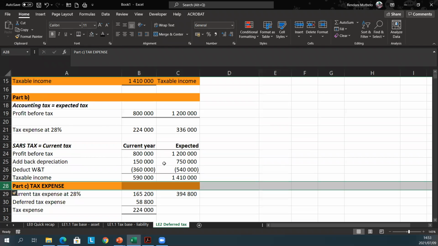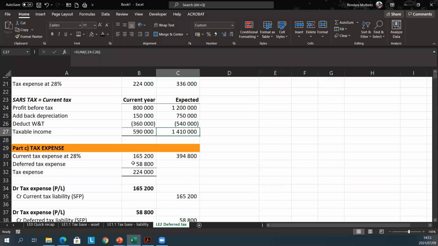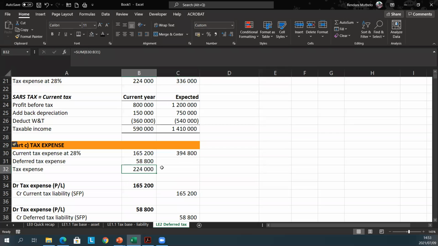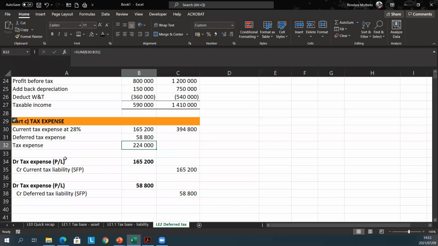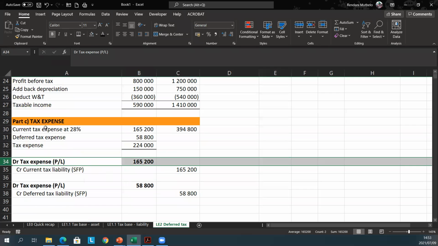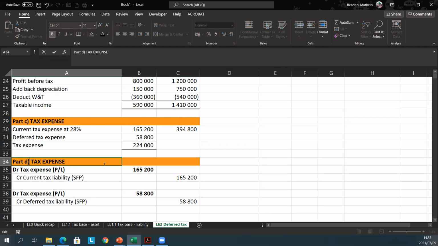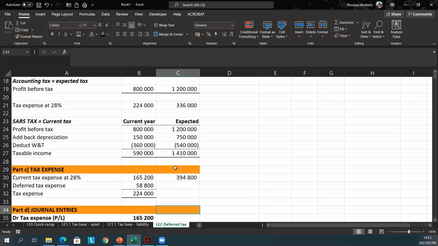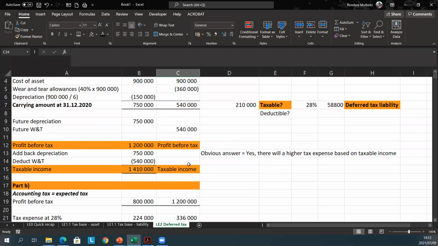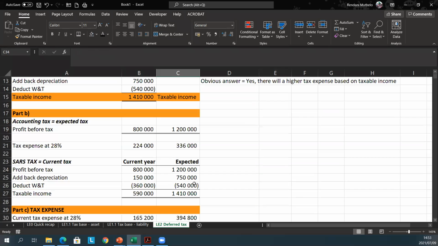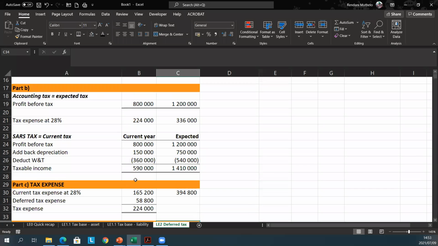And what do we have? We then have 224. And we process the journal entries in this manner right here. So this is much cleaner, and this is what I wanted to achieve. So I'll share this Excel with you so that you can follow. So these are how we are thinking about it. So let's just then refine our thinking.